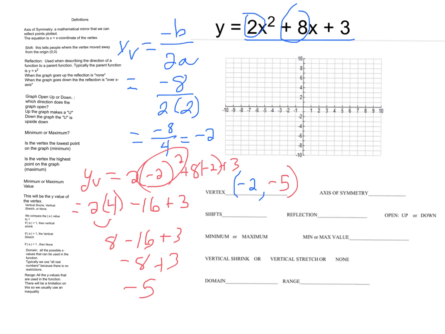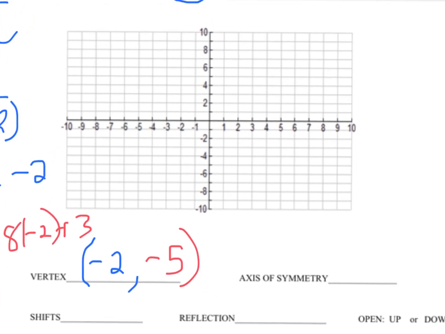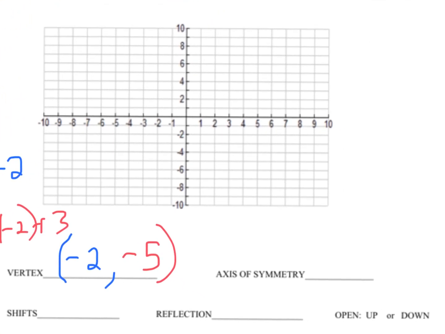So let's move in. We're going to graph the coordinate negative 2, negative 5. Alright? So negative 2, negative 5 is right here. Okay. Now, next thing we can work on is our axis of symmetry. Remember, that's going to be x equals the x-coordinate of the vertex, so negative 2. So we're going to draw a dotted line through this coordinate, because that is our axis of symmetry. That is our mirror line.